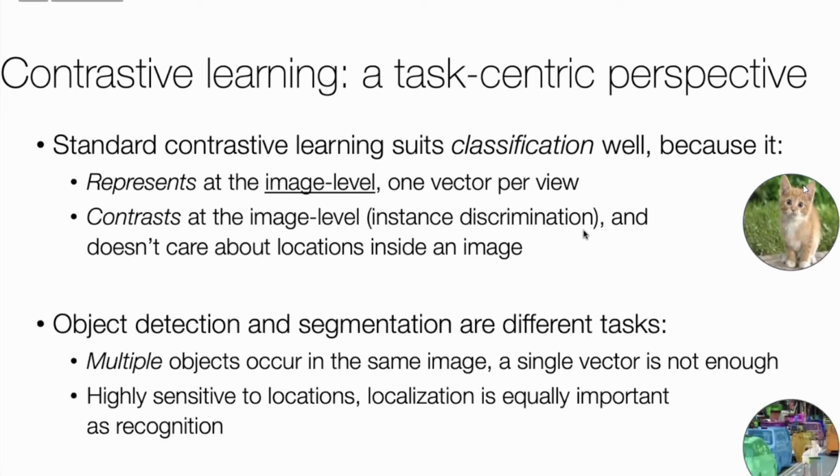On the other hand, object detection and segmentation are very different tasks. Usually, the benchmark will have multiple objects occurring in the same image, and a single vector is usually not enough to capture all the information, especially the spatial information. And the task itself is also highly sensitive to locations. So I would say at least localization is equally important as recognition or classification.